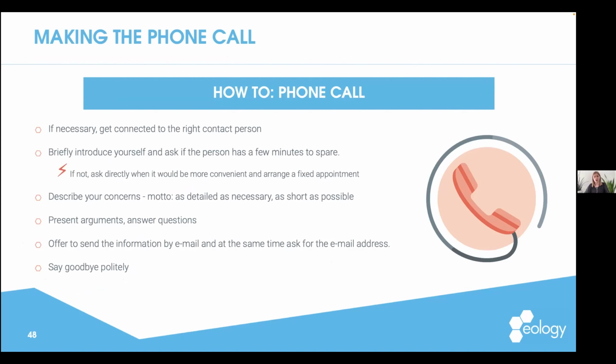Then, how to do a phone call. First of all, of course, it's important to get connected to the right contact person. You don't want to talk to the one sitting at the reception. You want to talk to the author that is the person for your topic, for example, the food blogger, the chef of the magazine, whatever.